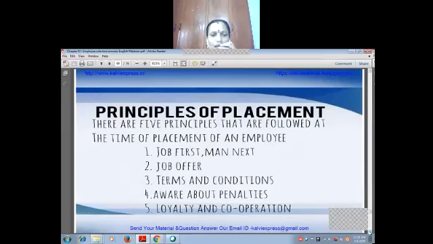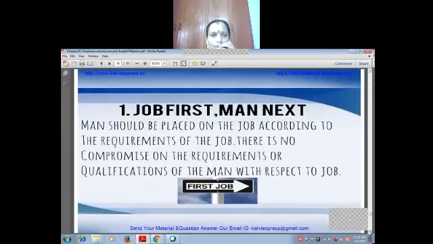Principles of placement. There are five principles that are followed at the time of placement of an employee: job first, man next; job offer; terms and conditions; aware about penalties; loyalty and cooperation. First, job first, man next. Okay, first the man should be placed on the job according to the requirement. So how they are recruiting, like that the person is getting the placement. There is no compromise on the requirements for qualification of the man with respect to the job. So whatever qualification we need, that person only they are selecting for that particular job. There is no compromise in that.